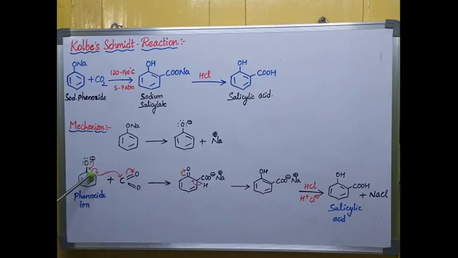Okay, so now we are breaking this bond. Now this carbon gets negative charge. This carbon attracts the positively charged carbon dioxide carbon. Okay, and forming COO minus and Na plus. Okay, now again at this carbon there is a hydrogen.